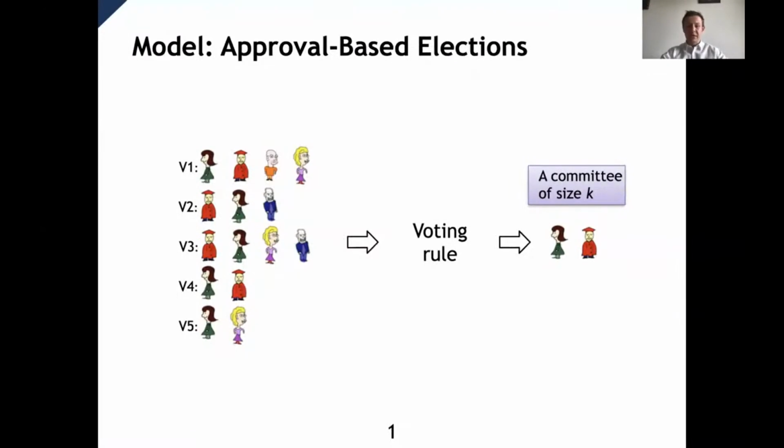An approval-based committee election rule takes this kind of a preference profile as an input and the desired size of the committee to be elected. Through this talk, I will use the symbol K to denote the size of the committee. So an approval-based committee election rule takes an approval-based preference profile and K, the desired size of the committee to be elected, and returns a K element subset of the set of candidates.